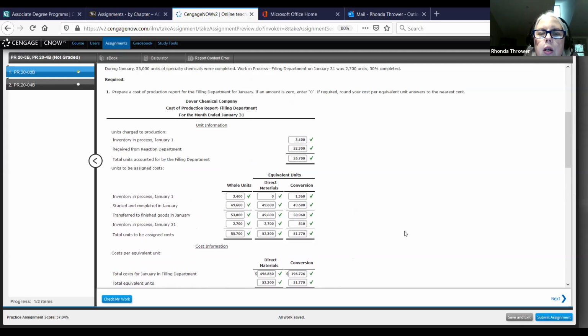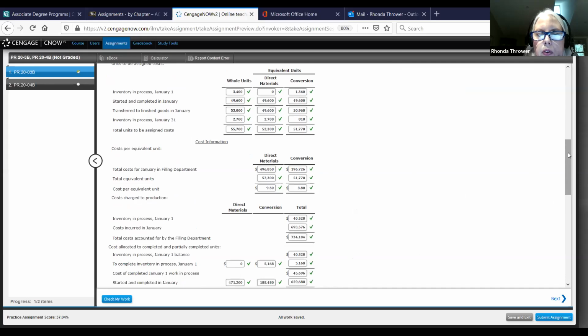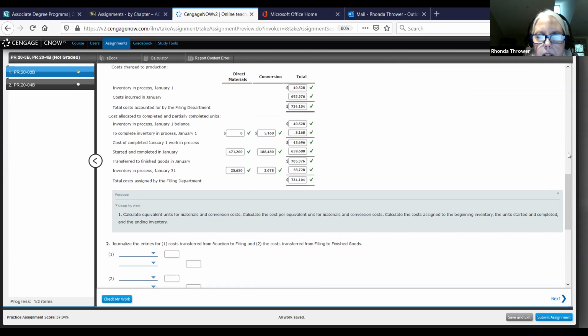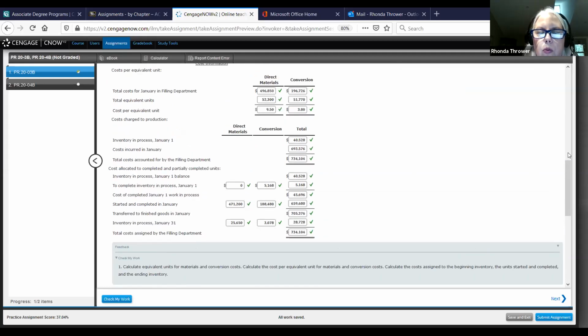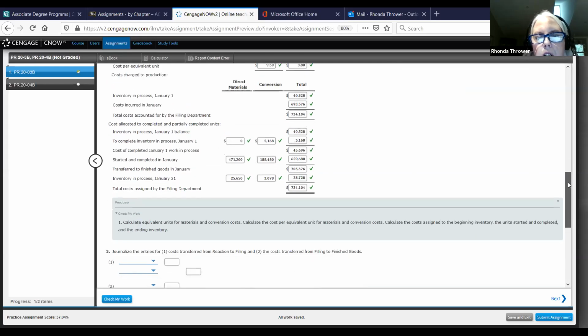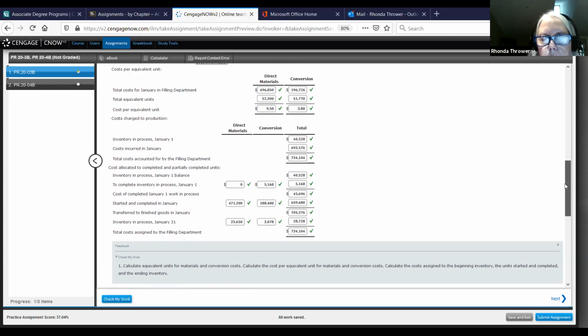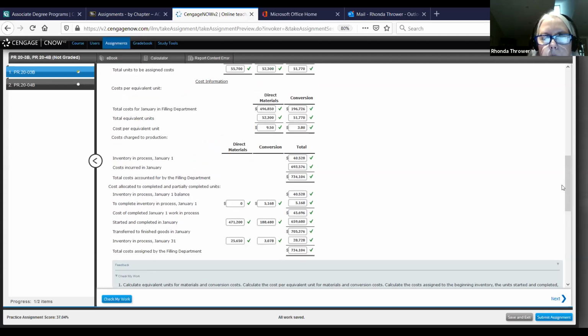And so you need to know how to calculate the steps of the cost of production report. So this would be something very important for you to look over and practice. Practice makes perfect with this cost of production report. Just keep trying it and keep doing it over and over again until you see a pattern, until you understand what the information is trying to say to you.